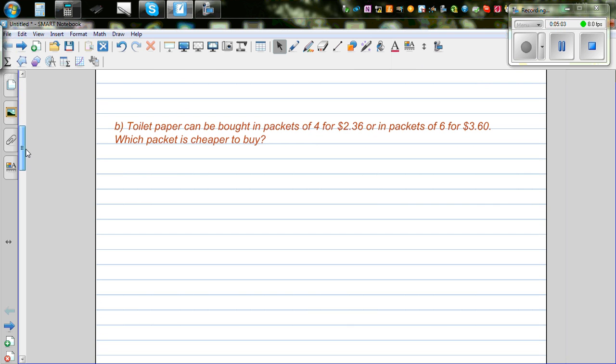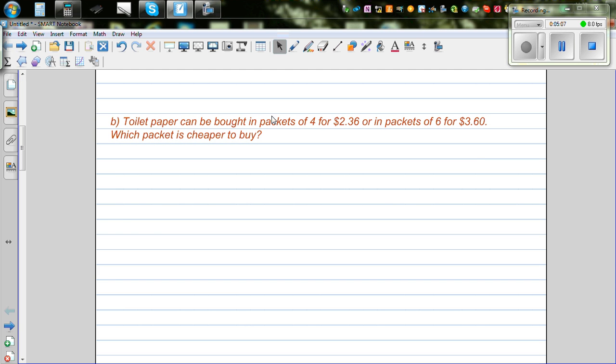Toilet papers can be bought in packets of 4 for $2.36 or in packets of 6 for $3.60. Which packet is cheaper? So first I would like to do it without a calculator.